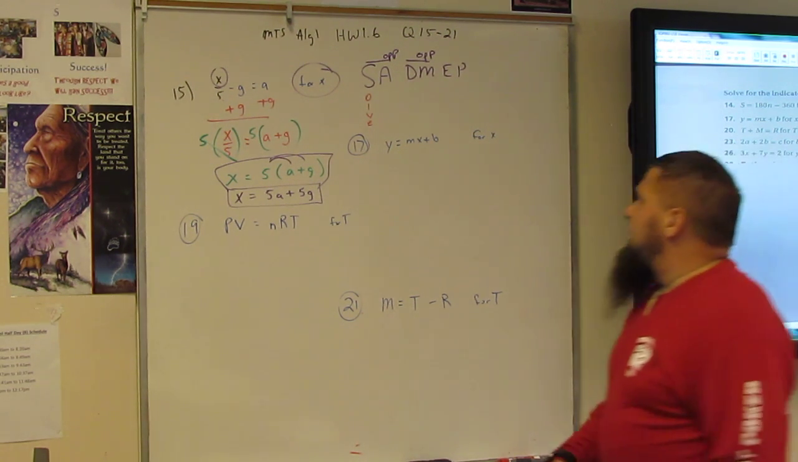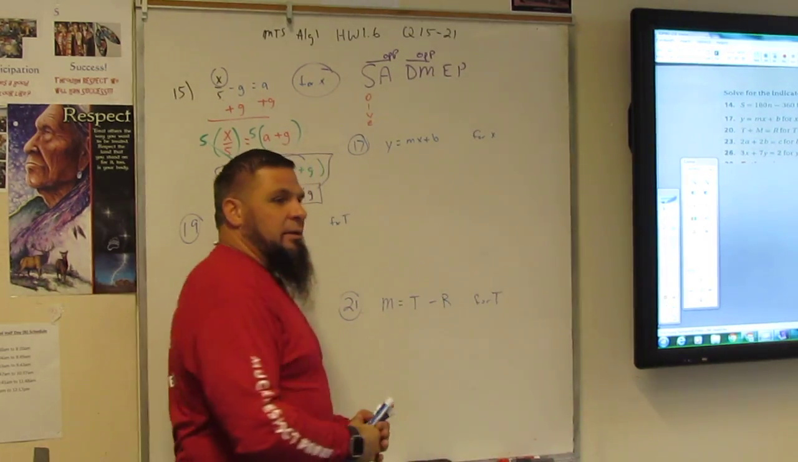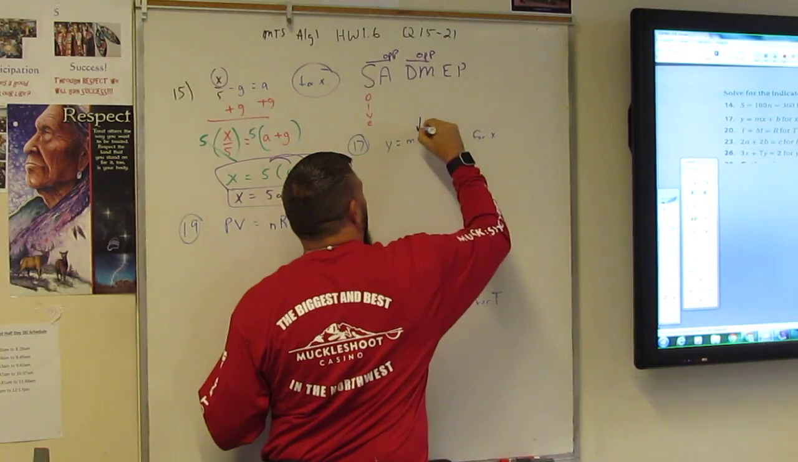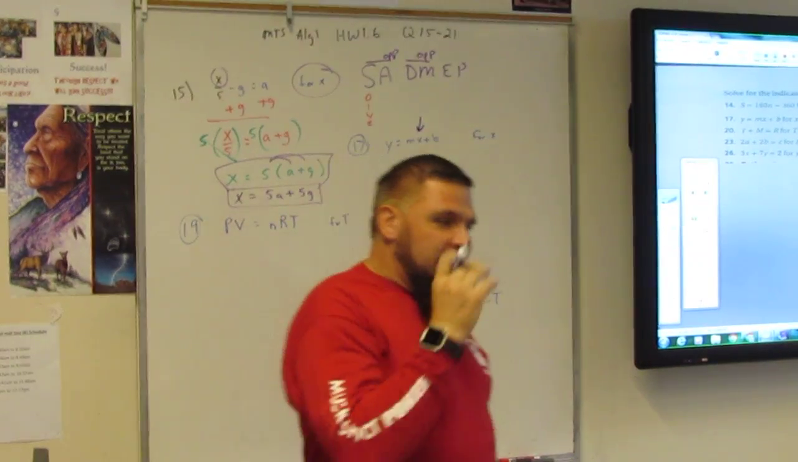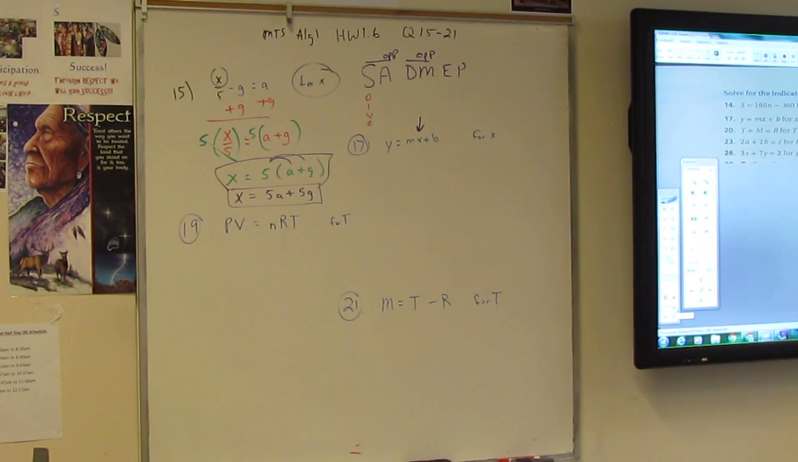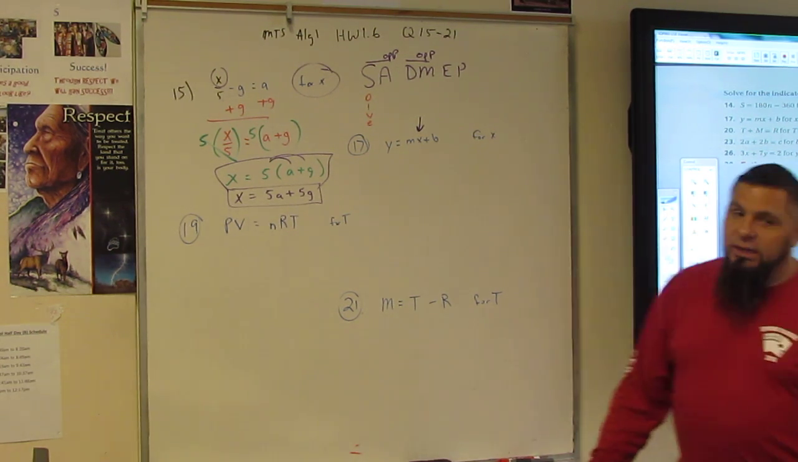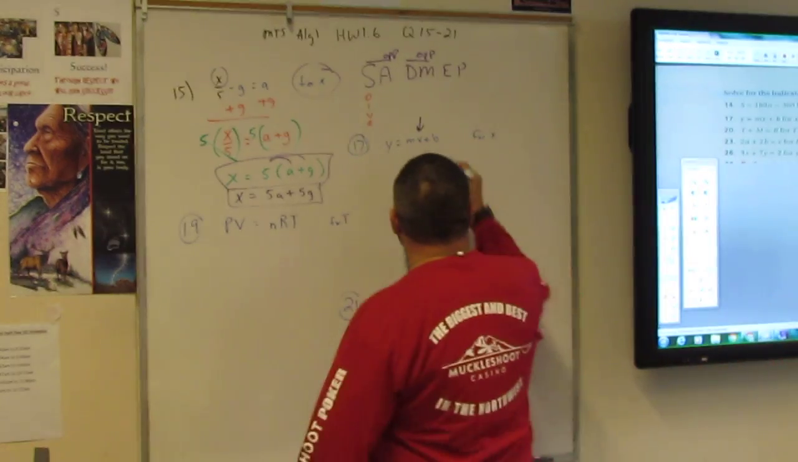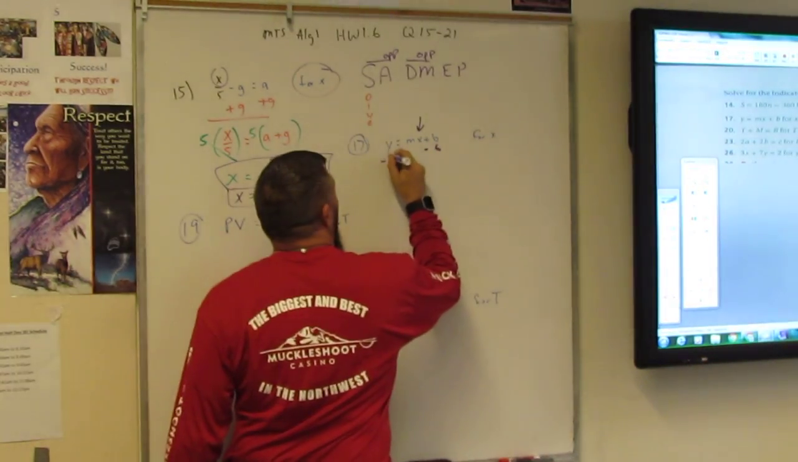Y equals mx plus b. I need to solve for x. That means this guy right there. Can anyone tell me what is adding or subtracting to the x? Carlos? B. And it's adding, right? So what's the opposite of that? Subtraction. So subtract it. Minus b, minus b.